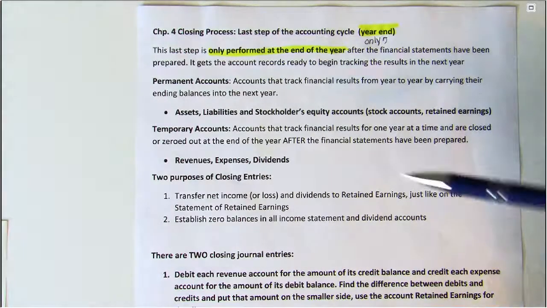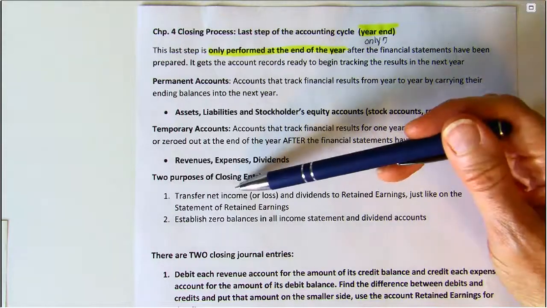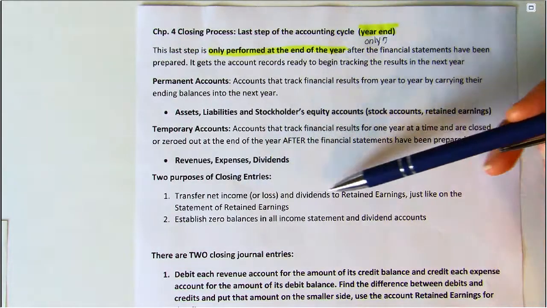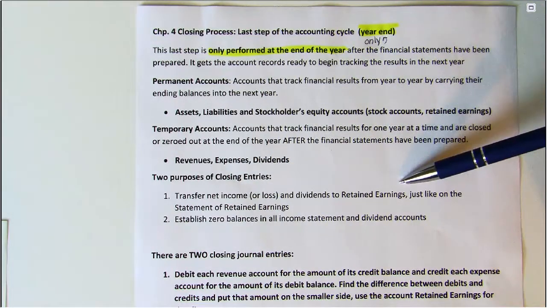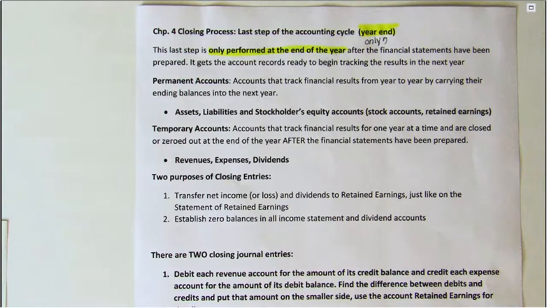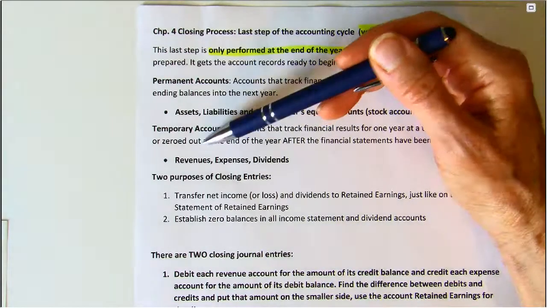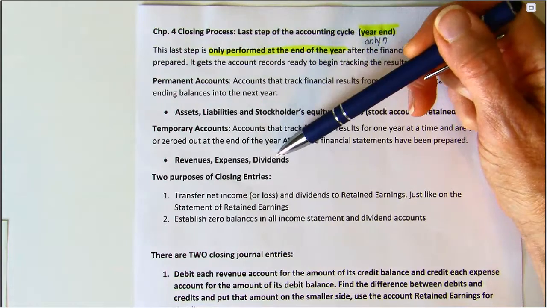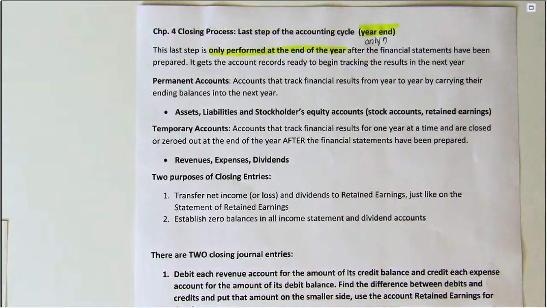So in step one, first purpose, we transfer our net income or loss and dividends into retained earnings, just like on the statement of retained earnings. The second purpose is to establish zero balances in all of our income statement and dividend accounts. In other words, the revenues, expenses, and dividends, because we want to start the next year fresh.